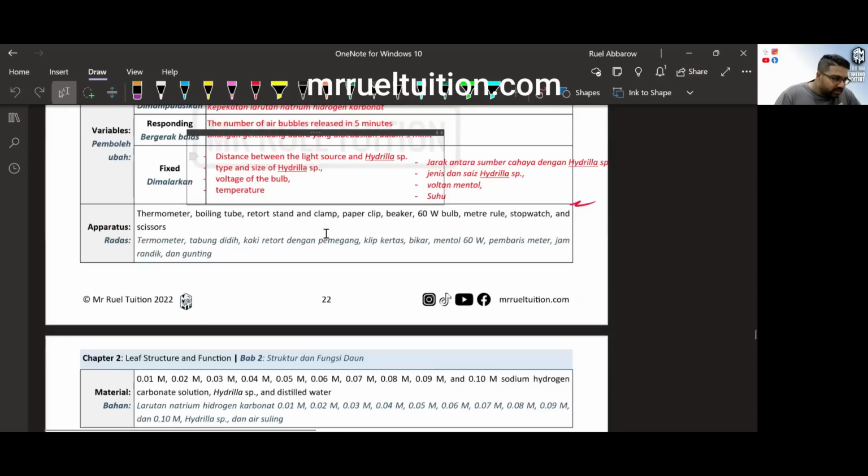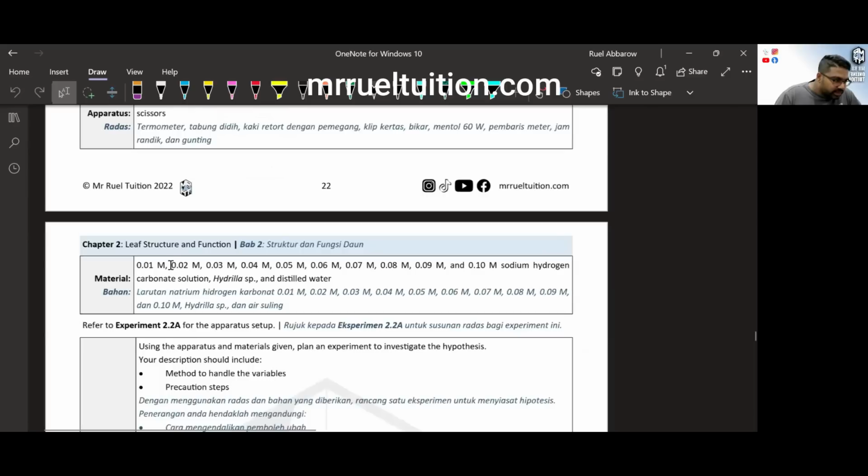And this is how it is in your textbook. So we have 0.01, 0.02, all the way until 0.10. I doubt you would be made to use so many different concentrations. There is no time. Each one you have to count for 5 minutes. This is 10 concentrations. That's already 50 minutes, more than the 45 minutes allocated. You will probably do 3 to 5. Okay. So that's how we do it.